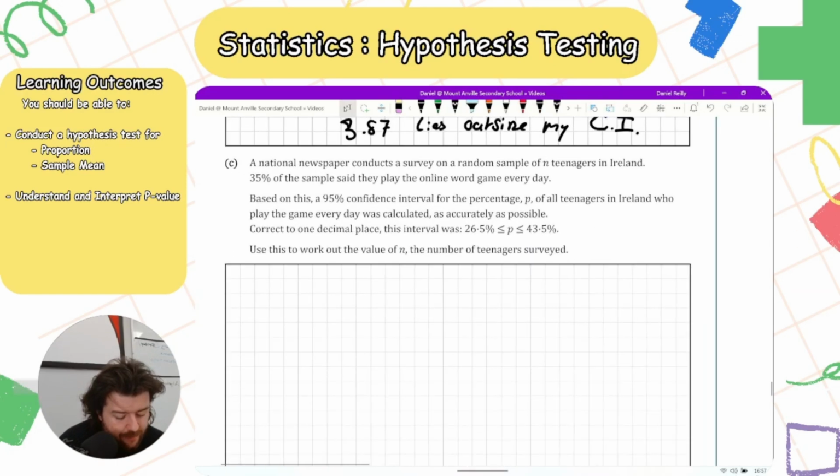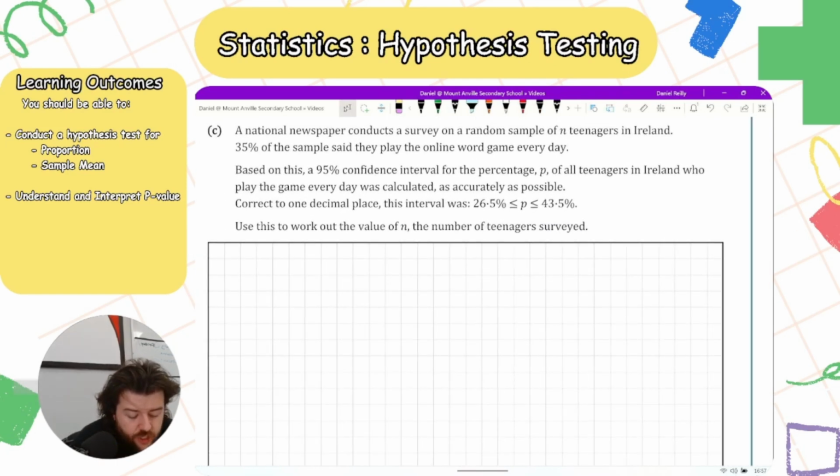Right, now down here. This is part C. A national newspaper conducts a survey on a random sample of N teenagers in Ireland. 35% of the sample said that they play the online word game every day. Based on this, a 95% confidence interval for percentage P of all players in Ireland who play the game was calculated as accurately as possible. Correct to one decimal place, the interval was 26.5% to 43.5%. Work out the value of N, the number of teenagers surveyed.